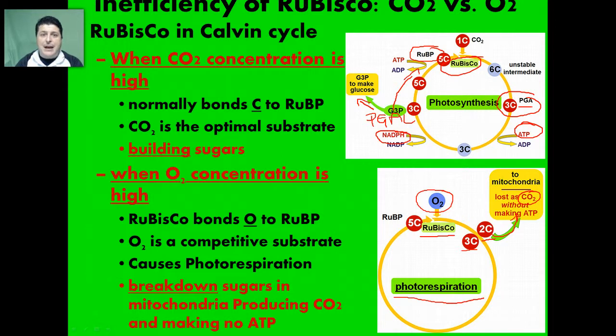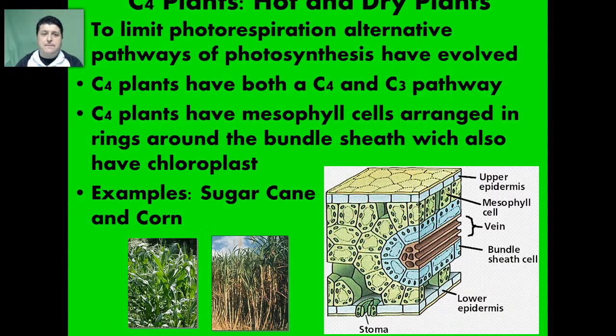It's going to be broken down to produce CO2, but unfortunately we're not going to produce any ATP in the process. So not only does photorespiration not produce sugar, it actually breaks it down. And even though we're going through the respiration process, we're not making any ATP, so it's a very inefficient process. As a result, to limit photorespiration, alternative pathways of photosynthesis have evolved over time.